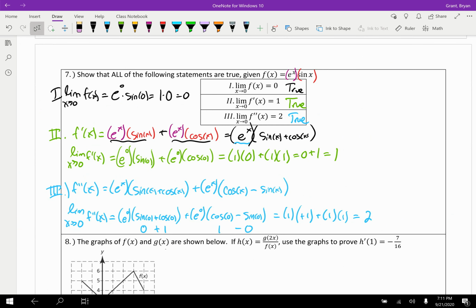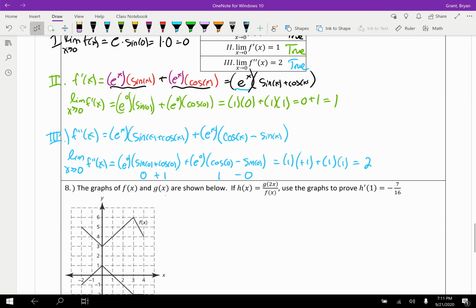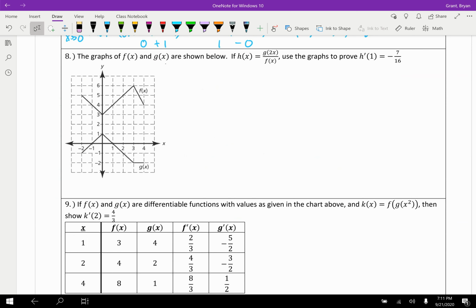I think we did that through our amazing knowledge of calculus. 2 problems to go, superstars. Let's get to it. We are given that h of x is g of 2x divided by f of x, and we need to find h prime of 1.